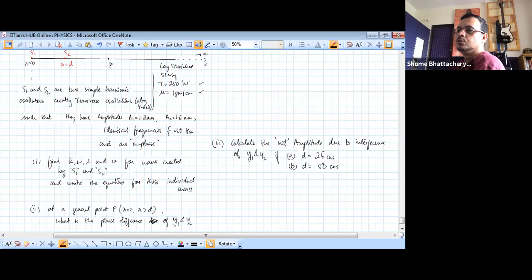यहाँ पे S1 to P का जो path है और S2 to P का जो path है, उसमें there's a difference of d. Now there's a delta x, there's a path difference. So that path difference creates a phase difference. Even though the sources are in phase, the waves reaching the point P are not going to be in phase because they're traveling through different paths. So that becomes a very important thing in solving questions.